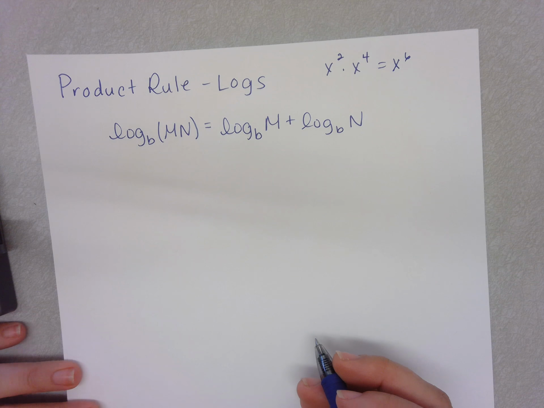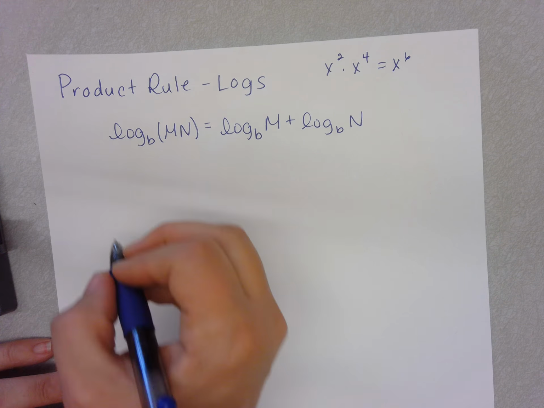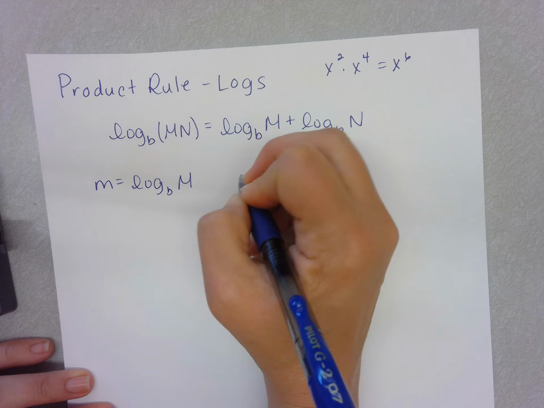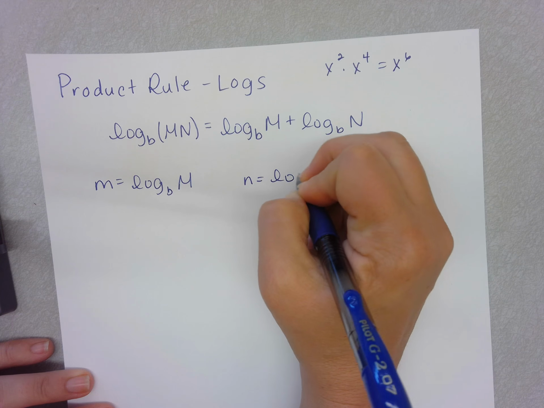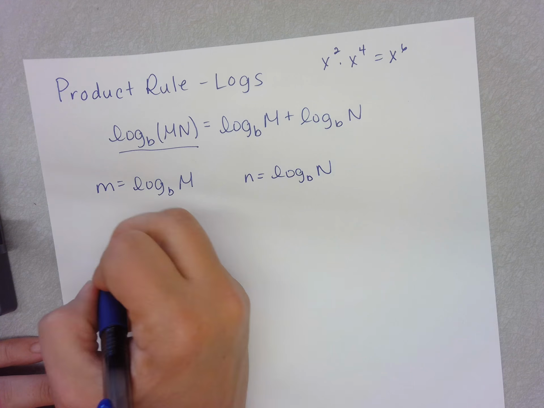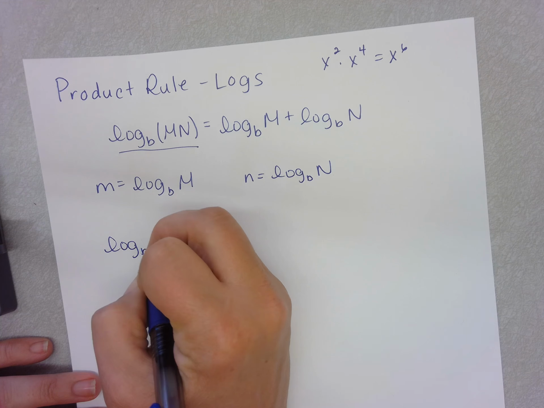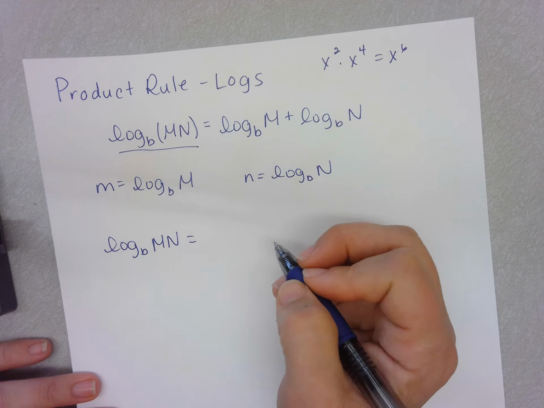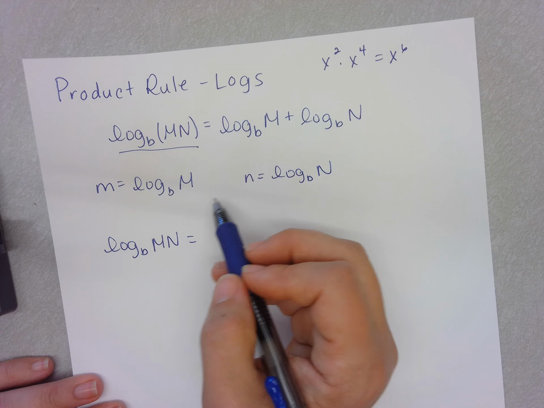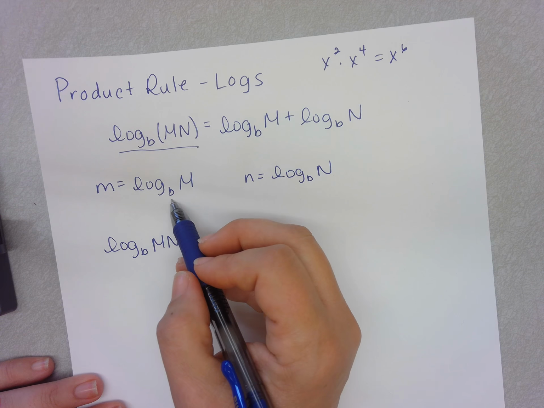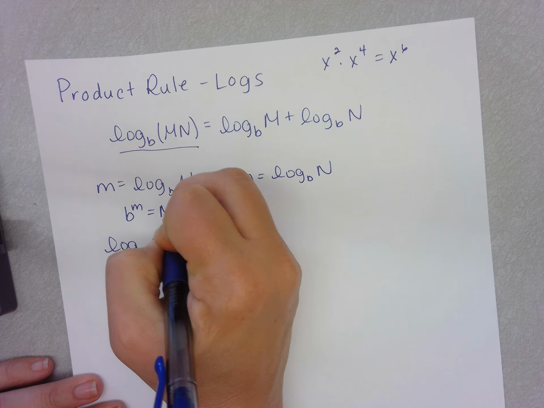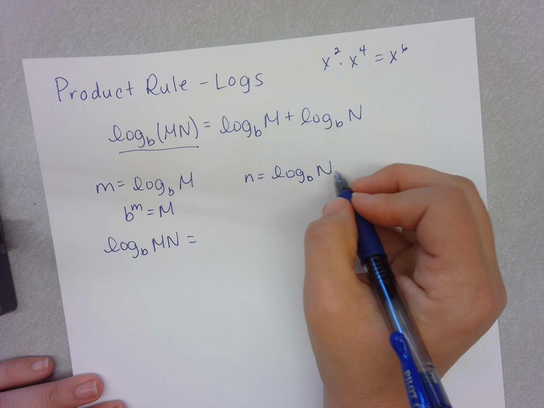So I'm going to do a little proof here, and it goes like this. I'm first going to call little m log base b of big M. I'm going to call little n log base b of big N. Okay, so I'm going to put it in this form. What's the log base b of M N? I want to write this in a different way. I can change the equations that I started with, because I could write them in exponential form: b to the little m equals big M, and over here b to the little n equals big N.